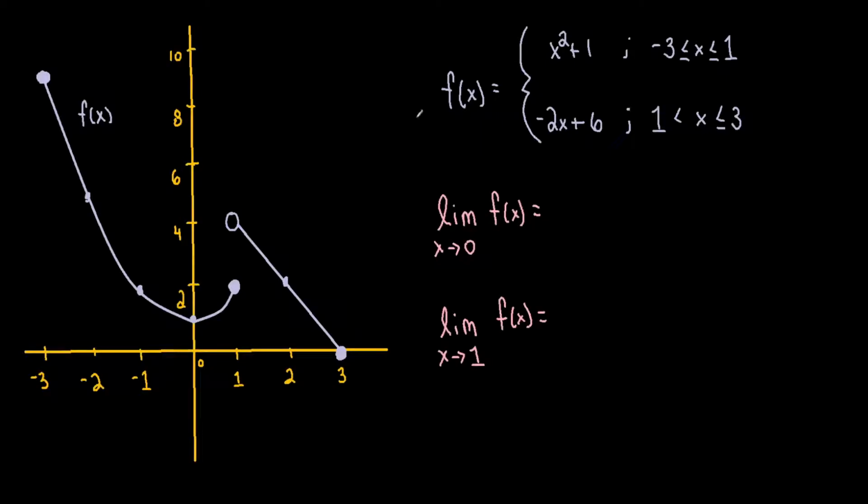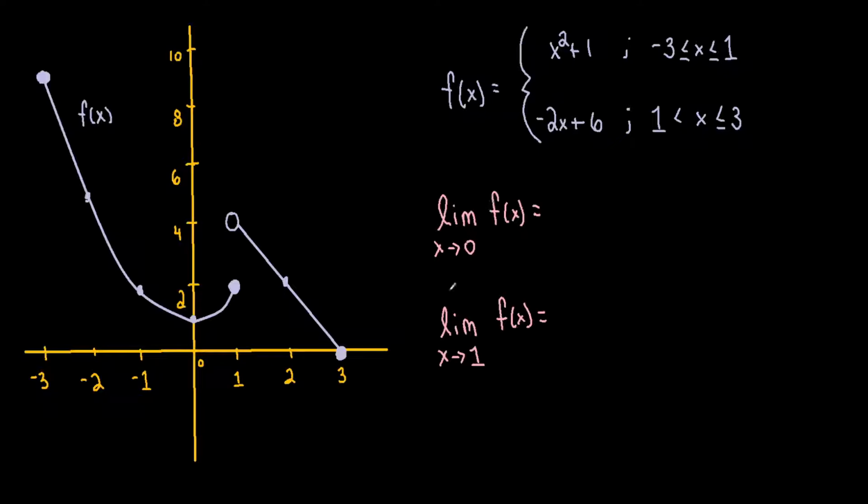So in this problem, we have the system f of x equals x squared plus 1, where x is from -3 to 1, where both values are inclusive, and f of x equals -2x plus 6, where x is from 1 to 3, but 1 is not inclusive. And we want to find the limit of the function as x approaches 0, and find the limit of the function as x approaches 1.